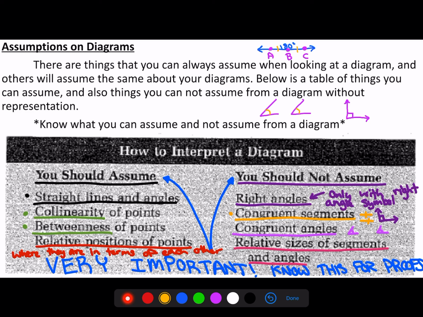That's what I need. And then lastly, the relative size of segments and angles. If I have 2 segments that don't really look like they're the same length, however, they have congruency symbols that show they are the same length, I can assume that they're congruent. Not everything will be drawn to size in this class, so it's very important that we can assume these things based upon congruency marks alone. So make sure that you guys do know this. It will be very important to know for the proofs that are coming up, but I wanted to make sure that I covered all this.